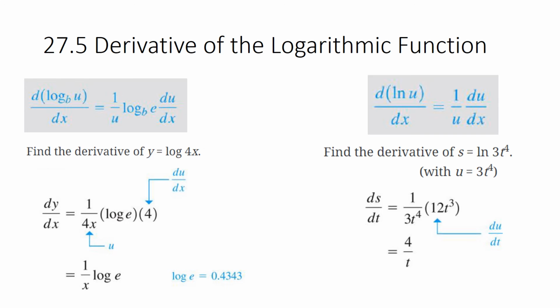Now let's say we take the natural logarithm. We write ln when we have the base of e. If we want to find the derivative of s equals the natural logarithm of 3t to the 4th, we would set u equal to 3t to the 4th, and the derivative would be 1 over 3t to the 4th times the derivative of that, 3t to the 4th, which is 12t cubed. Crossing out and canceling values, we get the answer is 4 over t. So that's pretty much how you take the derivative of logarithmic functions, whether they're natural logarithms or any other kind of logarithm.